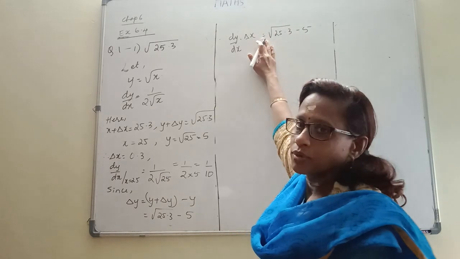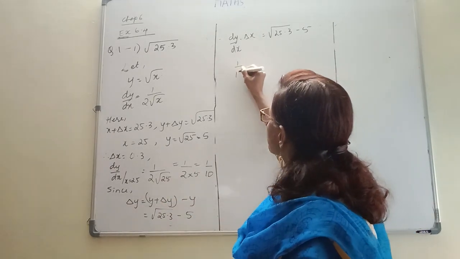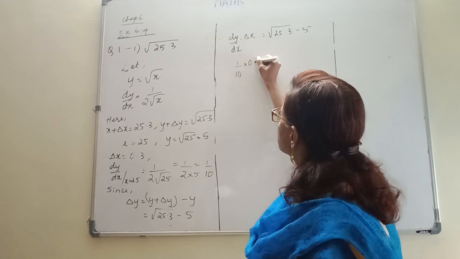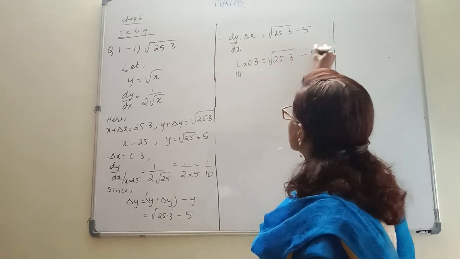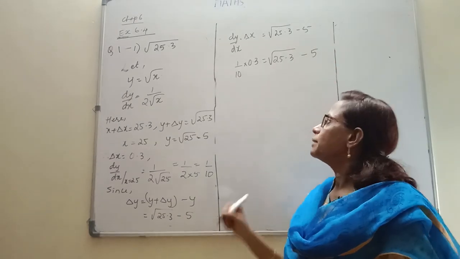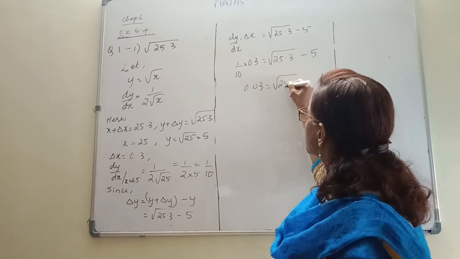All these values you know. Dy by dx we have found out at x equal to 25. We have found it as 1 by 10. Delta x we have found out as 0.3. So hardly any problem. 0.3 by 10 is 0.03. We need to find root of 25.3.